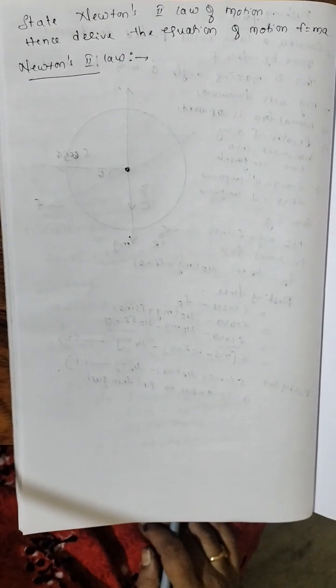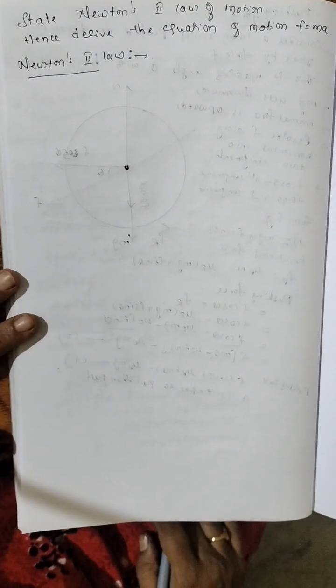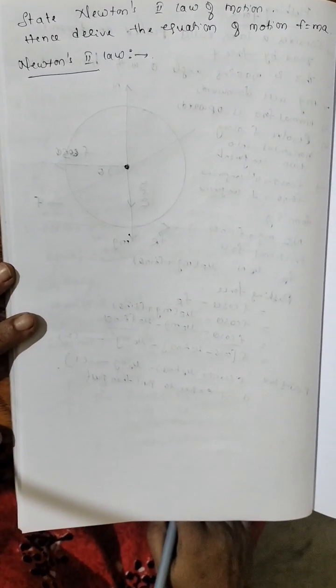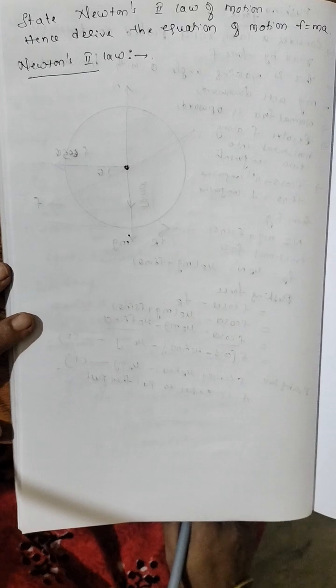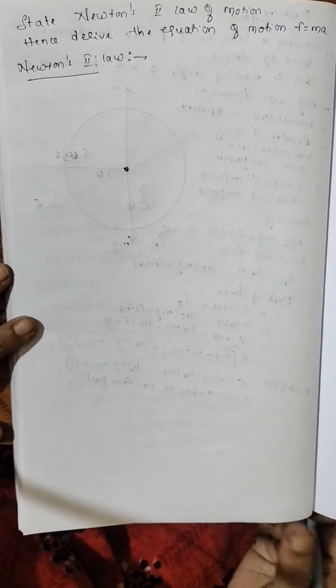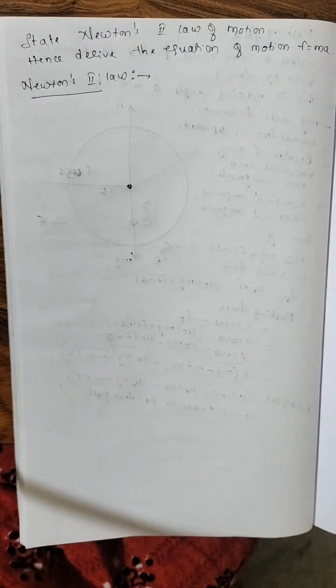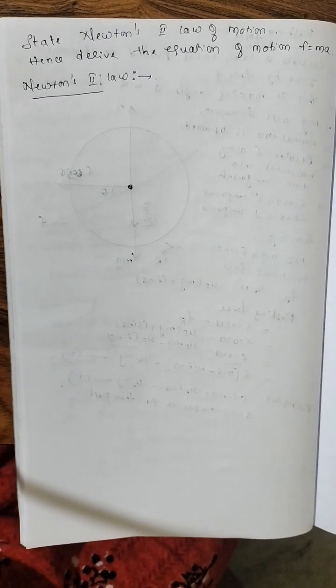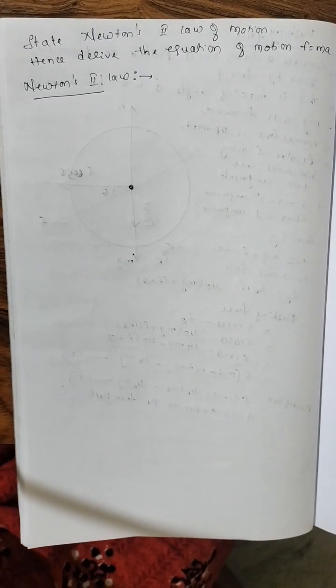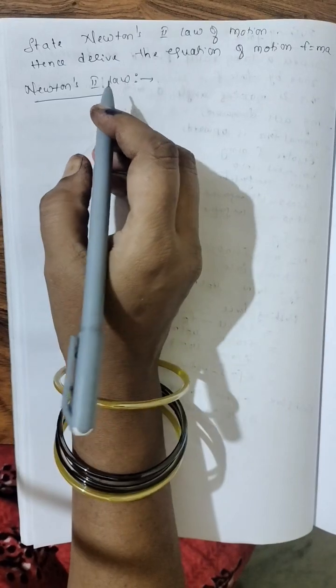In this video, let us discuss the next important SAQ of chapter 5, laws of motion. State Newton's second law of motion, and hence derive the equation of motion F equal to ma. So first let us write down the statement.